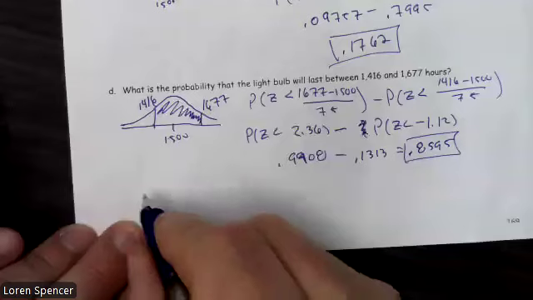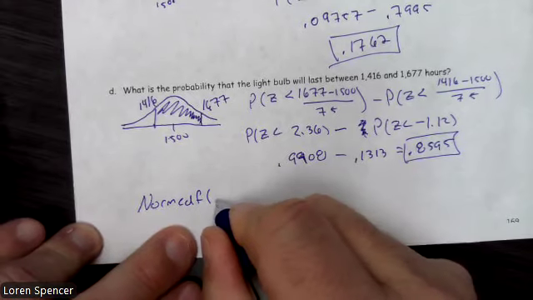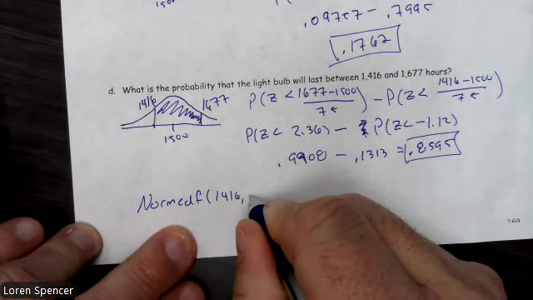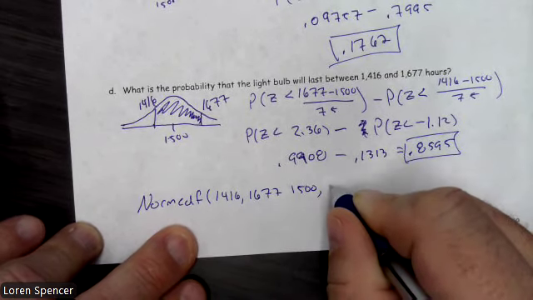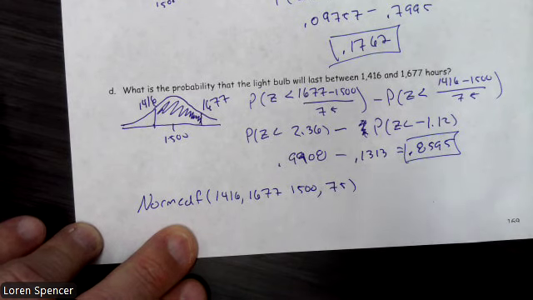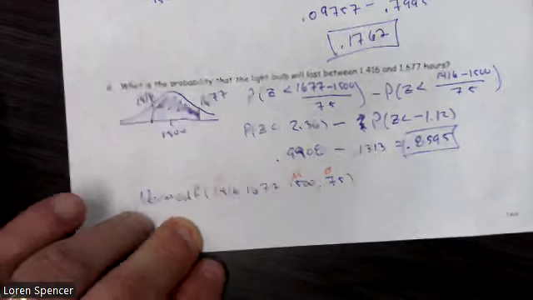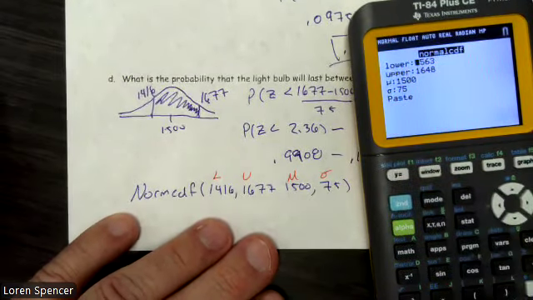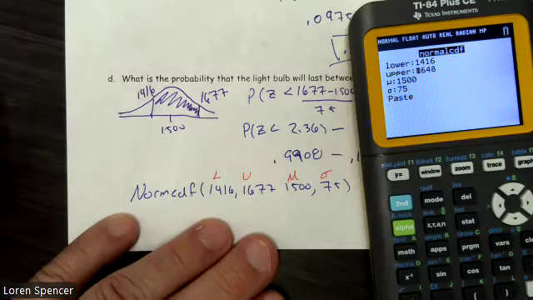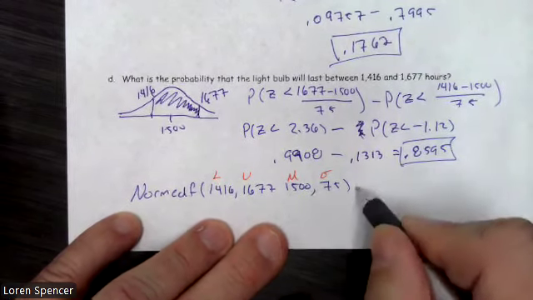And of course, I could have done a norm CDF. I'm going to write everything out this time. Norm CDF: lower bound 1416, upper bound 1677, mean 1500, standard deviation 75. Let's run it real quick. Second vars, norm CDF, 1416, upper bound 1677, mean is 1500, standard deviation 75, and we get 0.8595.